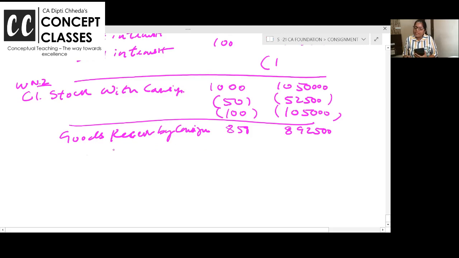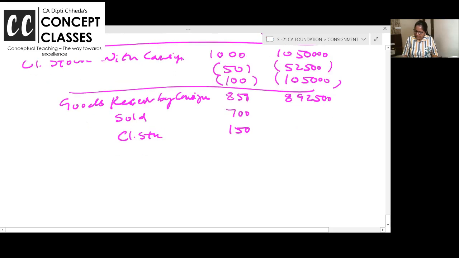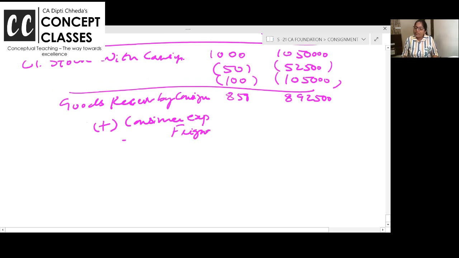Out of that, how many units are sold? 700 sold. So what is the closing stock? 150 units. 892,500. But consignee's expense will be added here. Add the consignee's non-recurring expense. You have received 850 units. Add consignee's expense, only freight or clearing charges, 8,500.